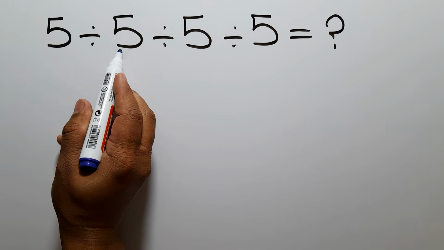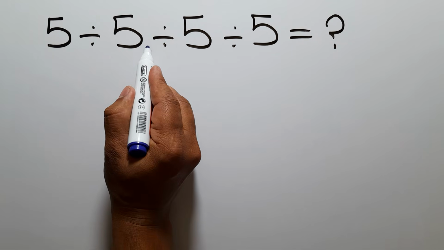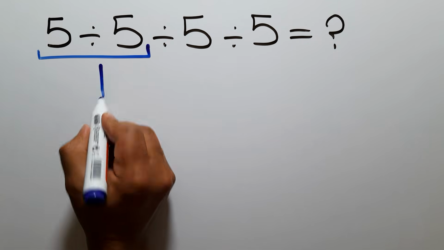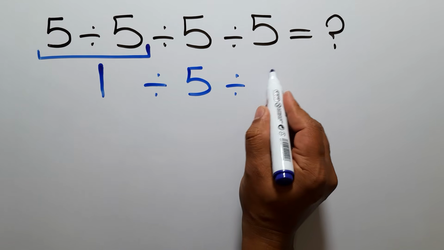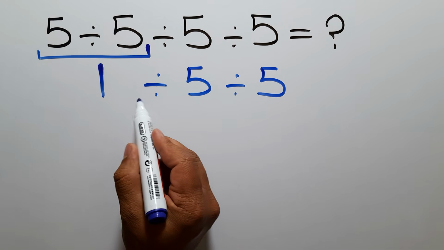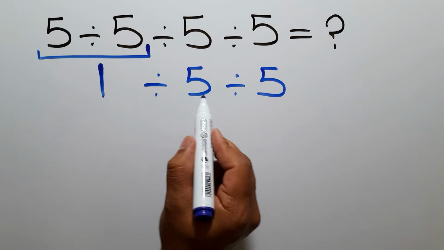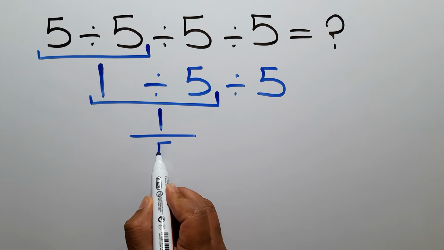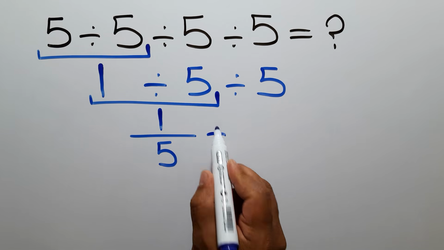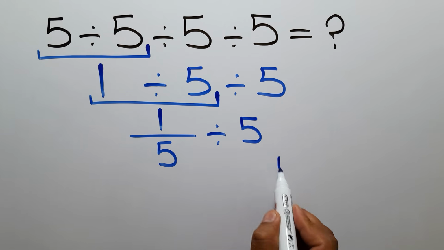First, we have to do this division. 5 divided by 5 gives us 1. So we have 1 divided by 5 and again divided by 5. Now we have to do this division. 1 divided by 5 can be written as 1 over 5. Then divided by 5. Okay?